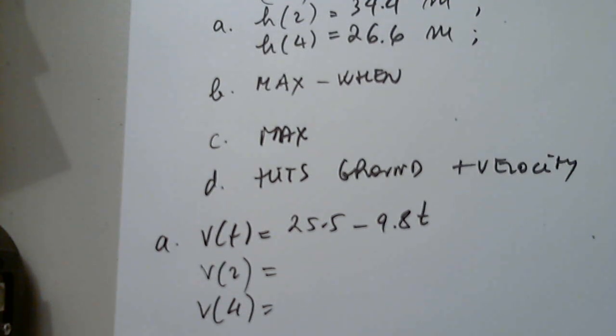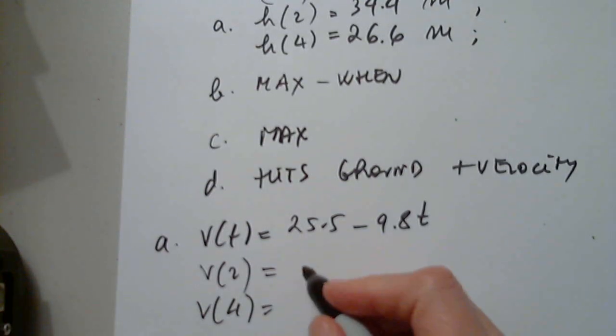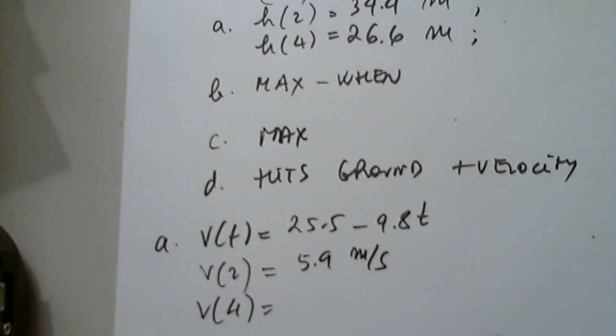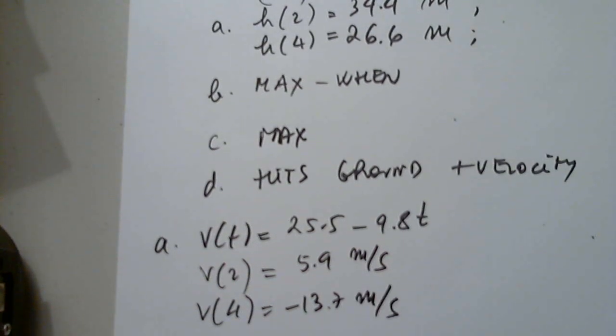Perfect. In y equals, I will put a new function in, it's 25.5 minus 9.8t. Good. So it's already done because we already put it in. 5.9, and this is meters per second, it's velocity, and negative 13.7 meters per second. Perfect.